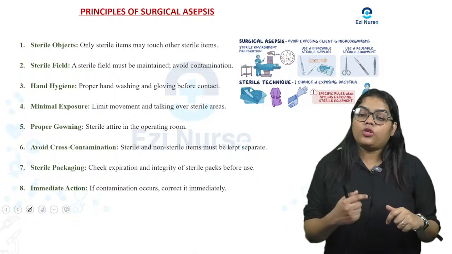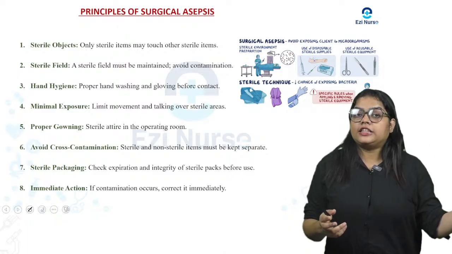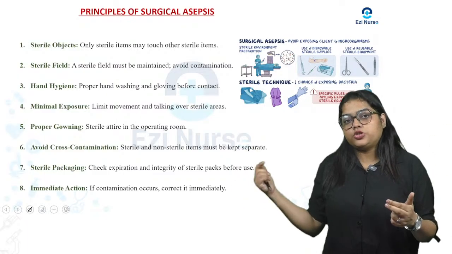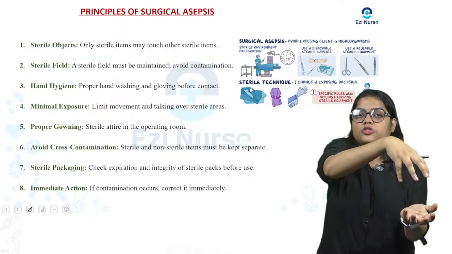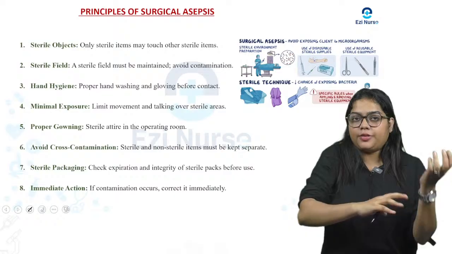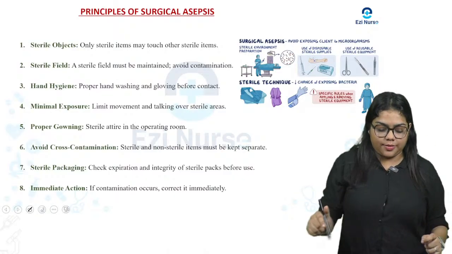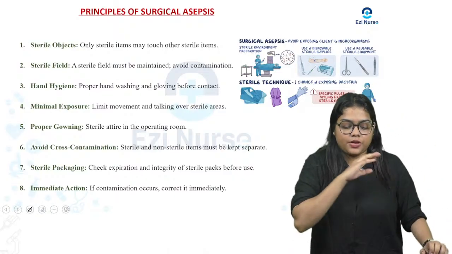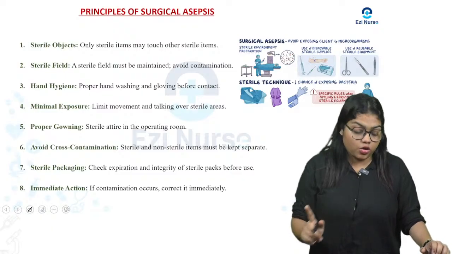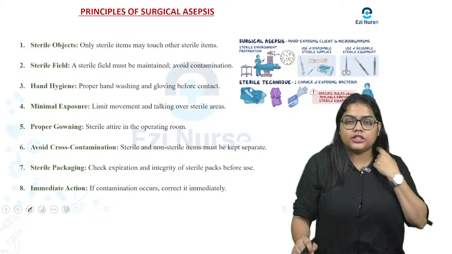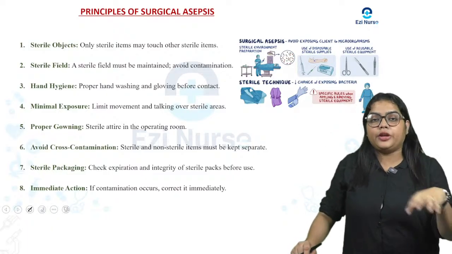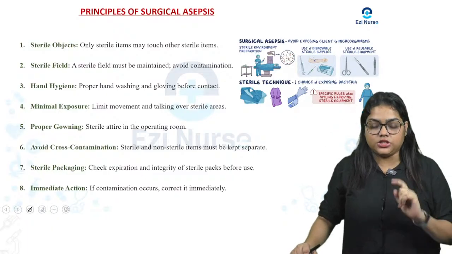Now I can't go back and touch a non-sterile item again. One person should be completely sterile, and he or she will just drop the sterile item into my hand, so there will be no contamination. Next is the sterile field. A sterile field must be maintained and contamination avoided. If an instrument is unintentionally or mistakenly dropped on the floor, it should not be touched, okay.